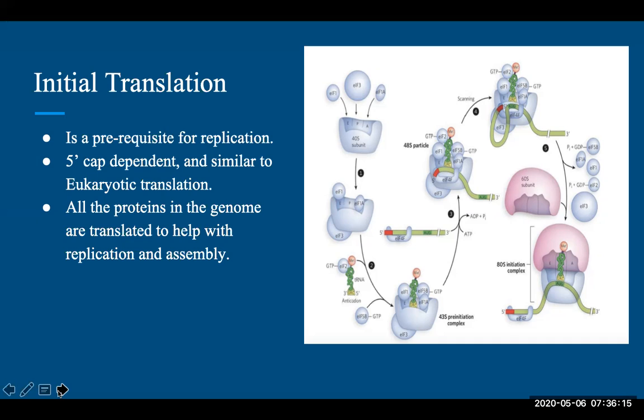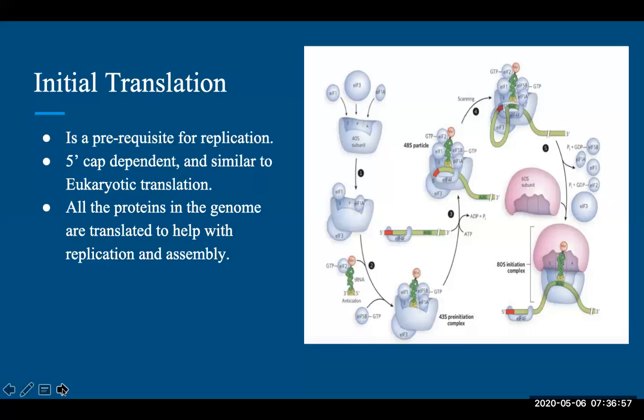So if it does use the 5-cap dependent way, it will go through pretty much the entire same process as translation initiation, like forming the pre-initiation complex and everything, like how eukaryotic cells process it. And it also competes with the normal host for all of these initiation factors. And then once these proteins have been translated, they go on to help replication.